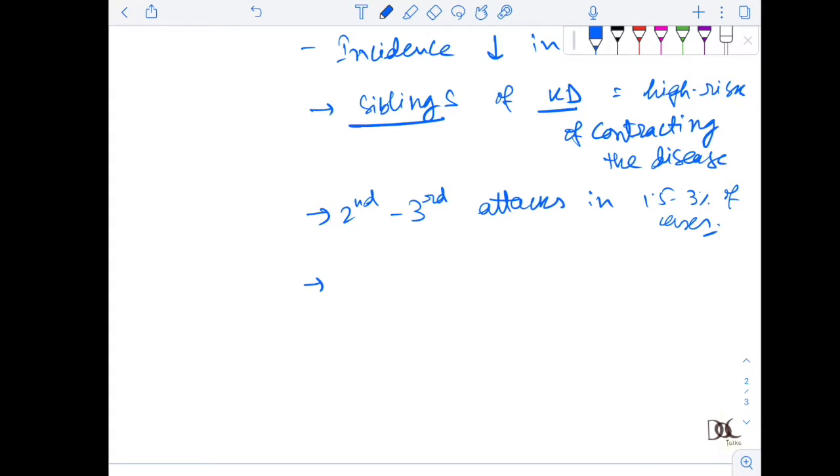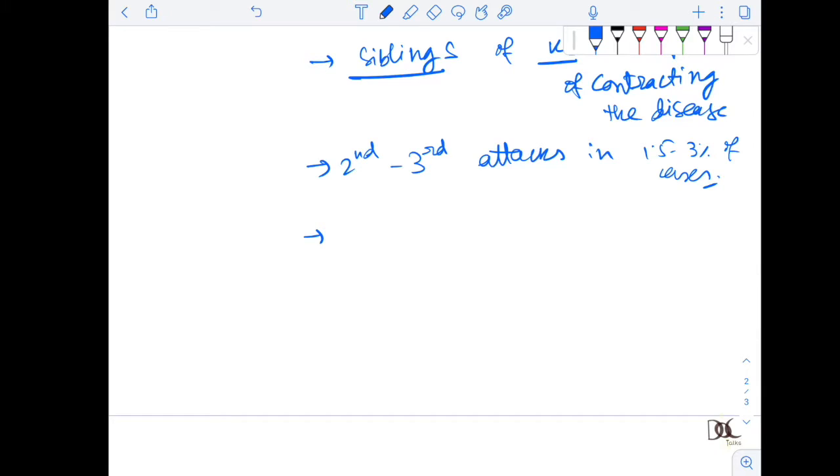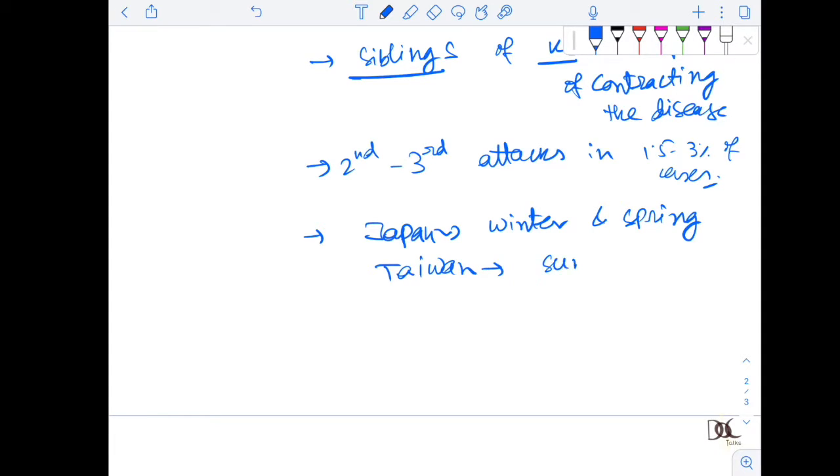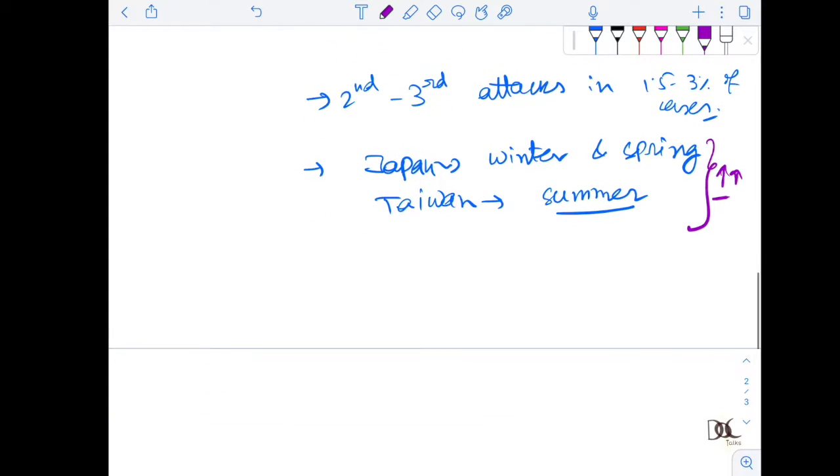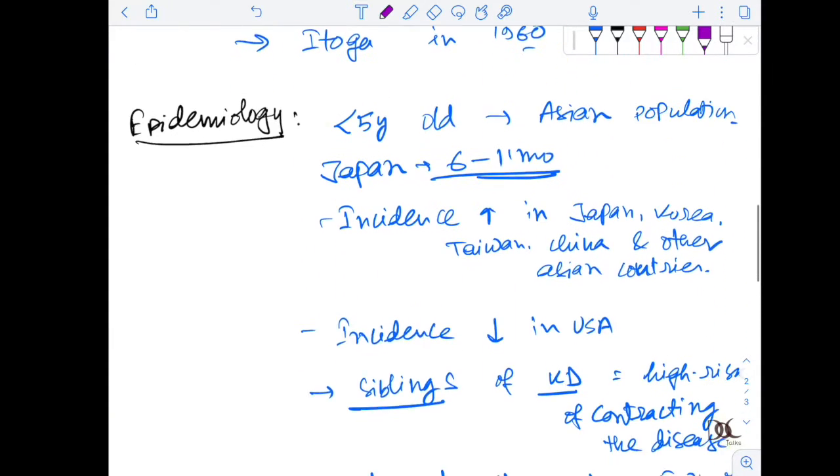And some say it also has seasonal occurrence in some countries. In Japan, the highest incidence is in the winter and spring. And even in Taiwan, the highest incidence is in the summer. So it has some seasonal occurrence. That is the epidemiology.